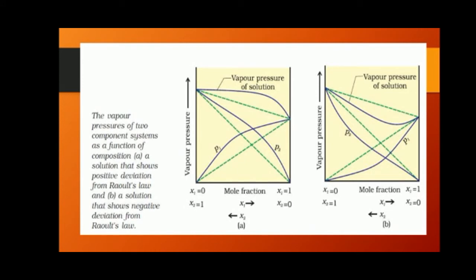Here is the plot which shows positive deviation and negative deviation from Raoult's law. You can see the vapor pressure of a two-component system as a function of composition. A is a solution which shows positive deviation from Raoult's law, and B is a solution which shows negative deviation from Raoult's law.